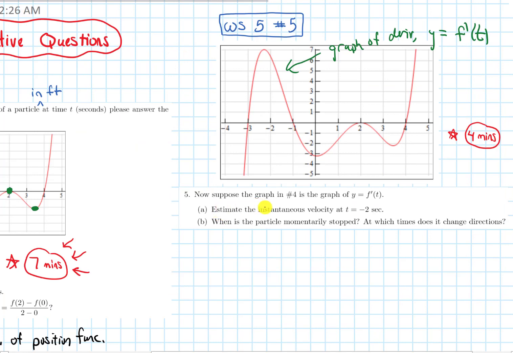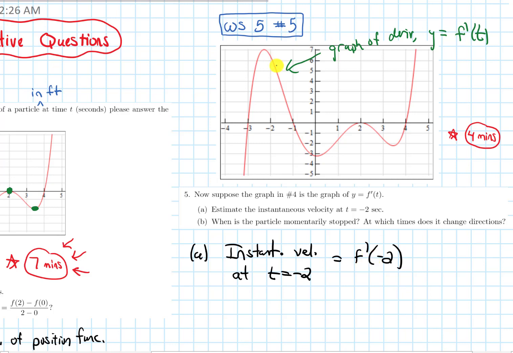Part A says to estimate the instantaneous velocity at t equals -2. So for A, we want to find the instantaneous velocity at t equals -2. We know that that is going to be the derivative, f prime, at -2. But now, this isn't the graph of the original function. It's the graph of the derivative.